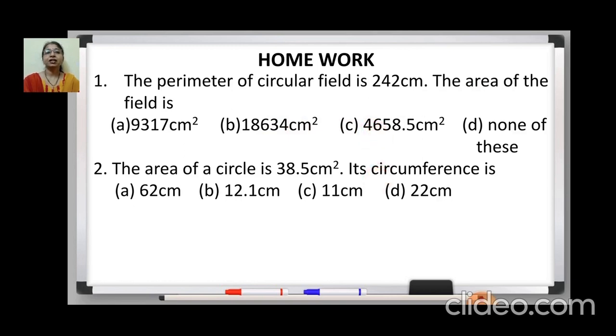Now second is, the area of a circle is 38.5 centimeter square. Its circumference is. This is very much similar to the sum which we have done just now. So you try these two questions.